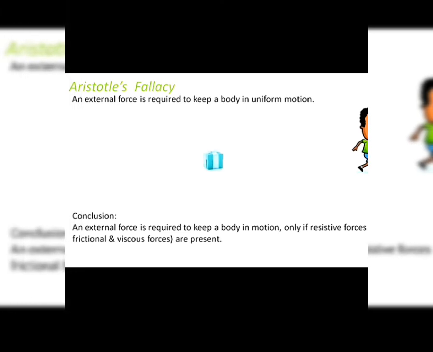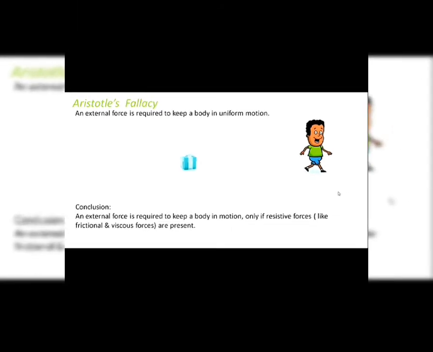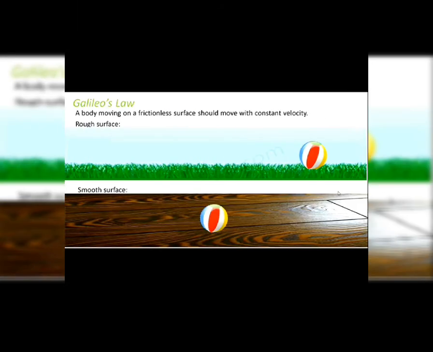Whatever he observed was correct, but what he interpreted out of that was not completely correct. Now, based on this fact, Galileo gave his law. Galileo also did a lot of studies on force and motion. Now, what did he see? He told that a body moving on a frictionless surface should move with constant velocity. That is what I mentioned, right? If the surface is frictionless, there is nobody to oppose the motion. So the body should keep on moving with uniform velocity.